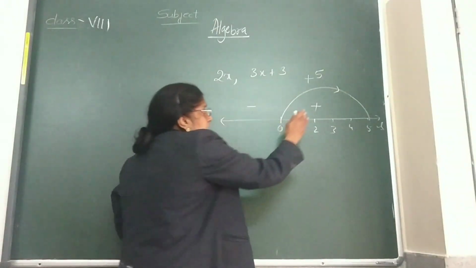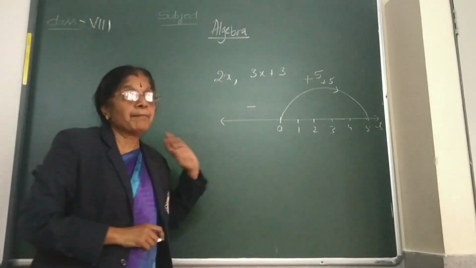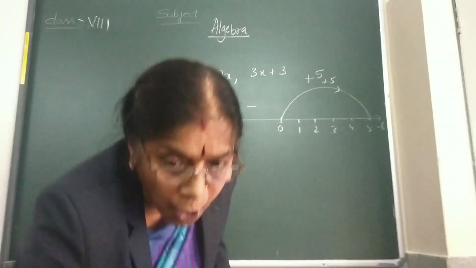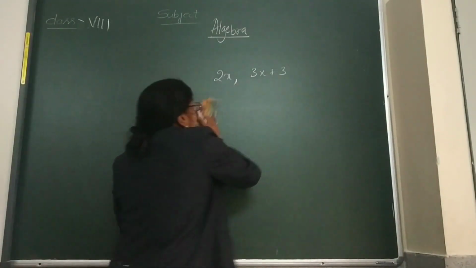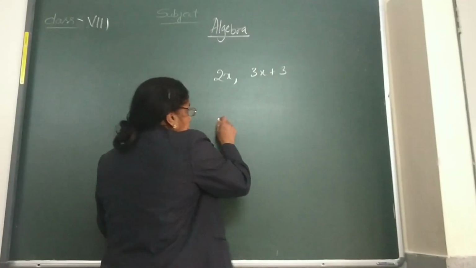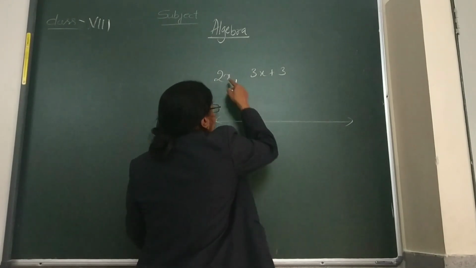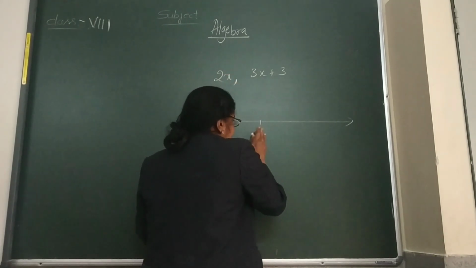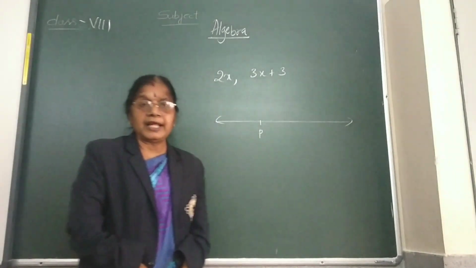So we came to know that we can represent rational numbers on the number line. Same thing, how can we represent it for a variable? I want to show 2x. So how will I show 2x? This is the number line. This is 0. Plus is there. So I will take this as P. I take a point P on a number line.